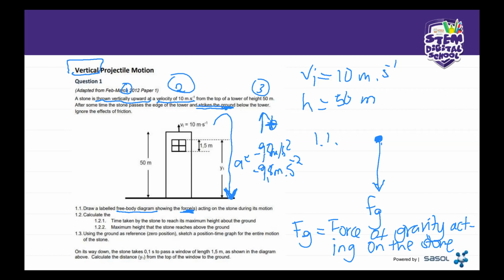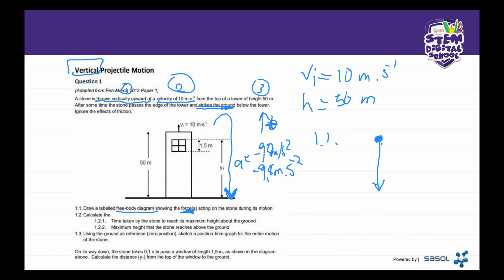So that's what we're going to have for 1.1. This is our force diagram. I'm sorry, I'm not a good drawer, but I hope that this makes sense to you. This is our free body diagram, because we only have one force, and that's the gravitational force that acts on the stone, which is the force of gravity, or we can even say the force of the earth. That's the earth's pull. So that's the first answer right there. Now moving to the next one.